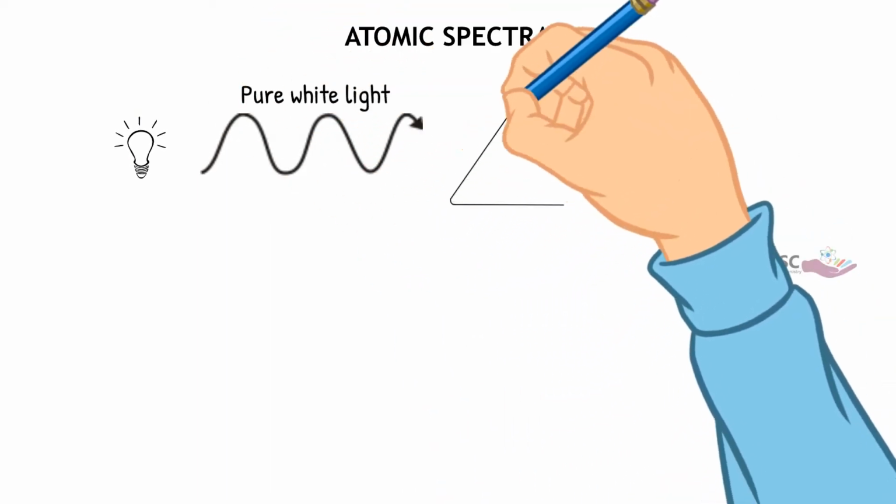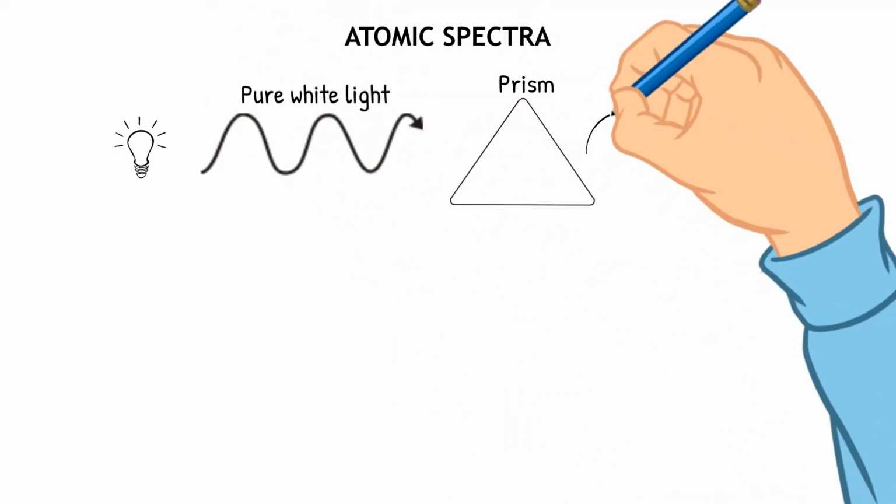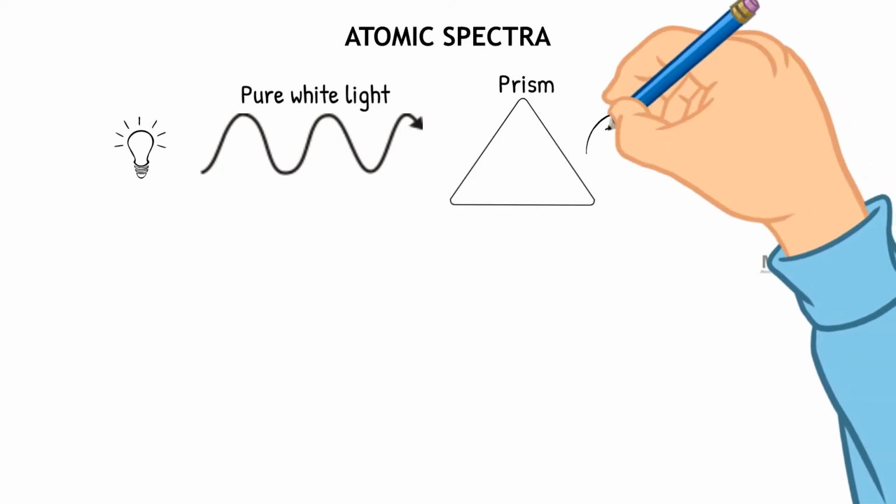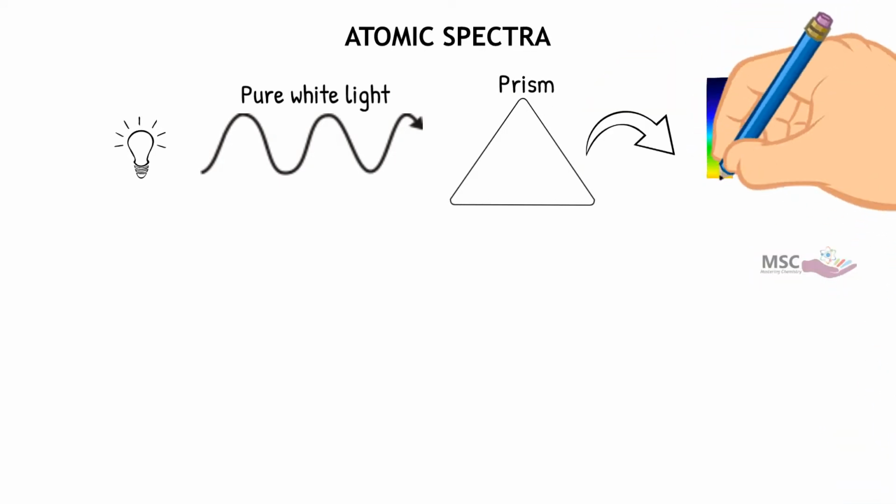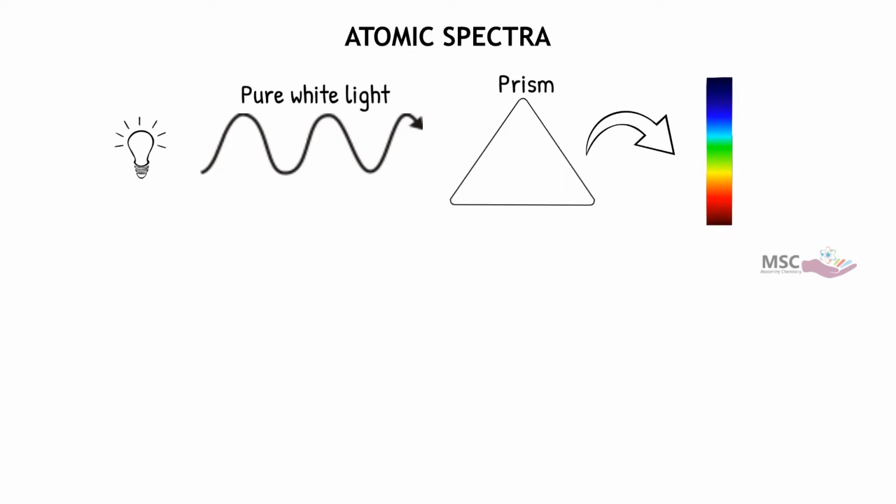Atomic spectra. If you pass pure white light through a prism, what you can see is a collection of different colors, which is similar to the colors in a rainbow. We can identify this as a continuous spectrum because we can see all these colors right next to each other. A continuous spectrum contains many different colors or wavelengths with no gaps. There is no missing part.